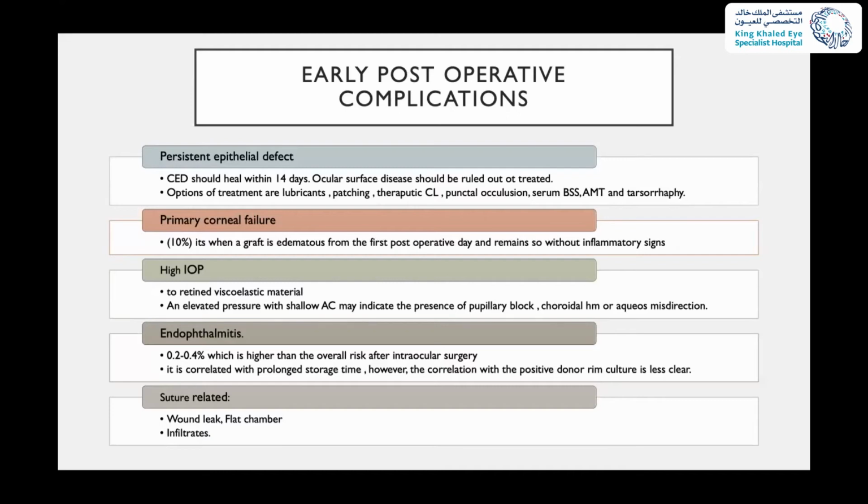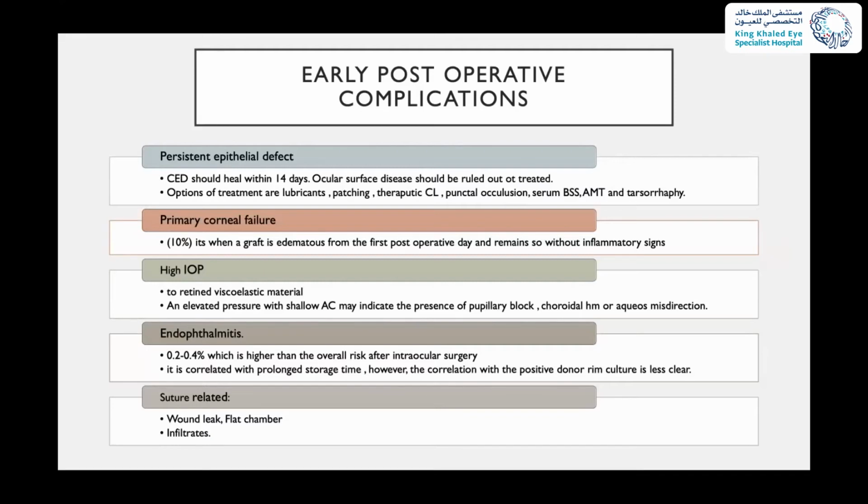Options for treatment are lubrication. You can also use serum, BSS or patching, and therapeutic contact lenses. And when those conservative measures fail to treat an epithelial defect, then one can go for more invasive procedures like amniotic membrane transplantation and tarsorrhaphy.